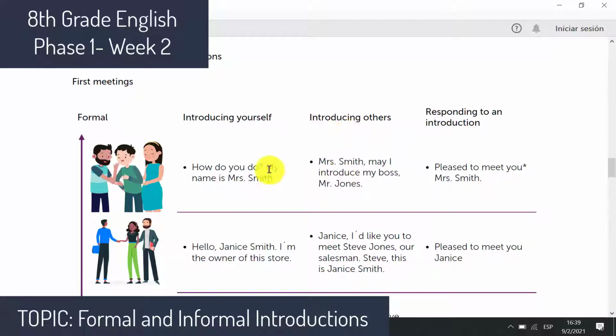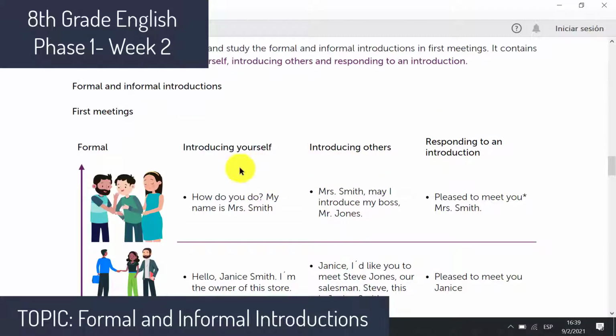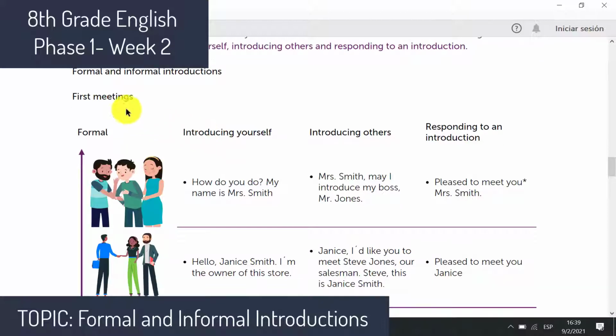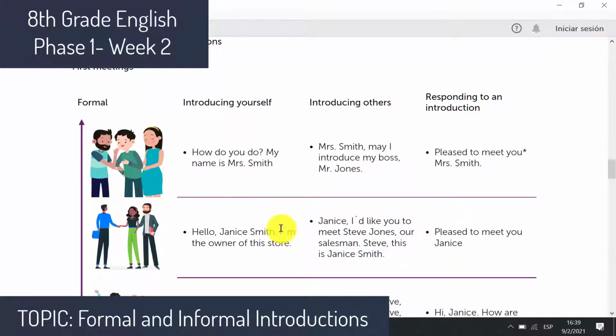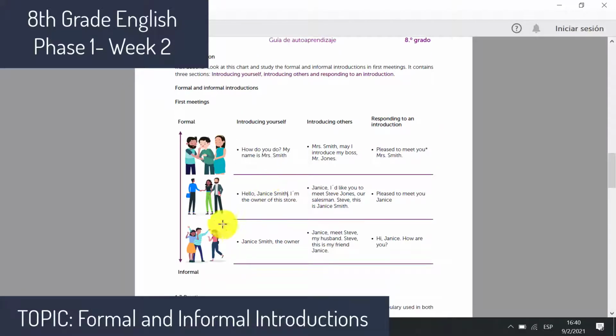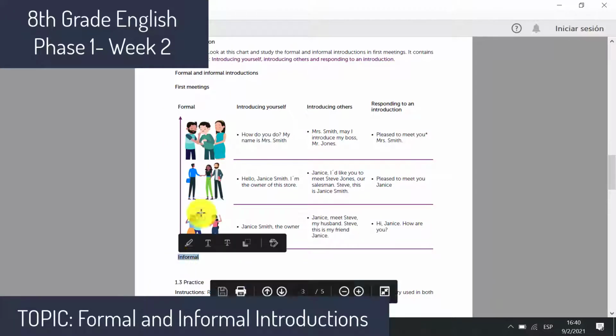So, let's go to review the vocabulary. Vamos a revisar el vocabulario, okay? First, me gustaría que vieran esto. Si ustedes se fijan aquí en este chart, en this part, hay una arrow, es una flecha, yes, there's an arrow, ¿ok? Y la flecha va desde formal hasta informal, ¿ok? Lo que está más arriba es más formal y lo que está más abajo es más informal.